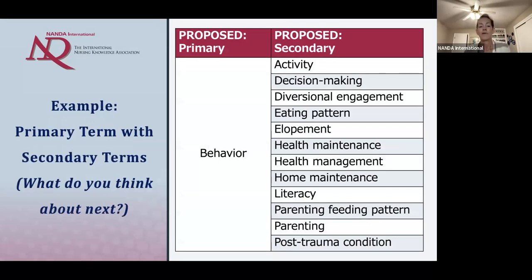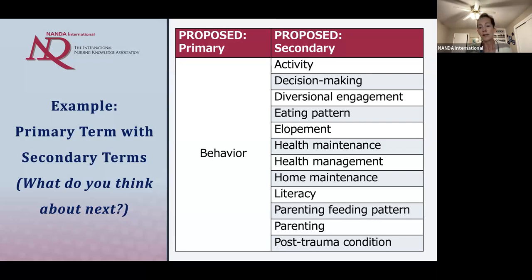So we then have secondary focus terms. In secondary focus terms, the question the taxonomist put to us is, okay, so now you've identified that there's something with this patient's behavior that is not, let's say, homeostatic. It's not balanced. It's not a healthy behavior, perhaps. And what is it about that behavior? So what is it now that we know it's behavior that's the focus? What do you think about next? What type of behavior is it? Is there something specific here that can help us to understand what's going on with this patient?